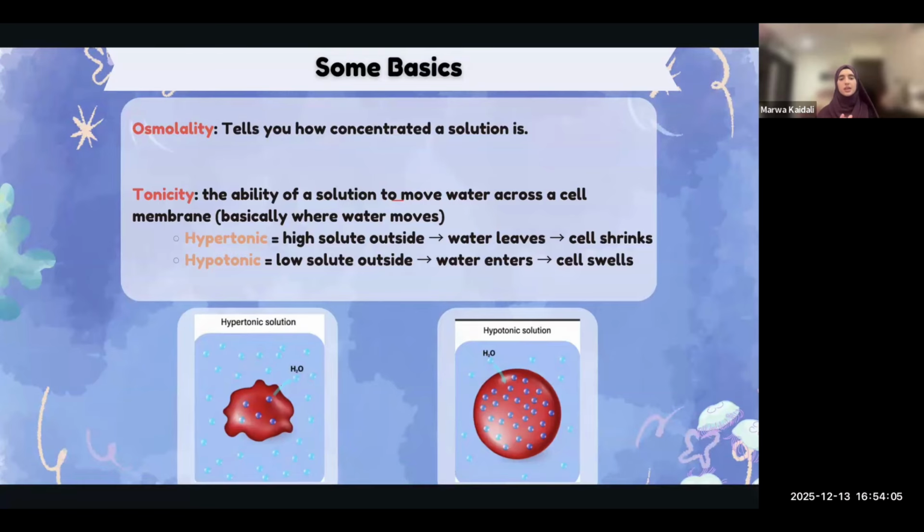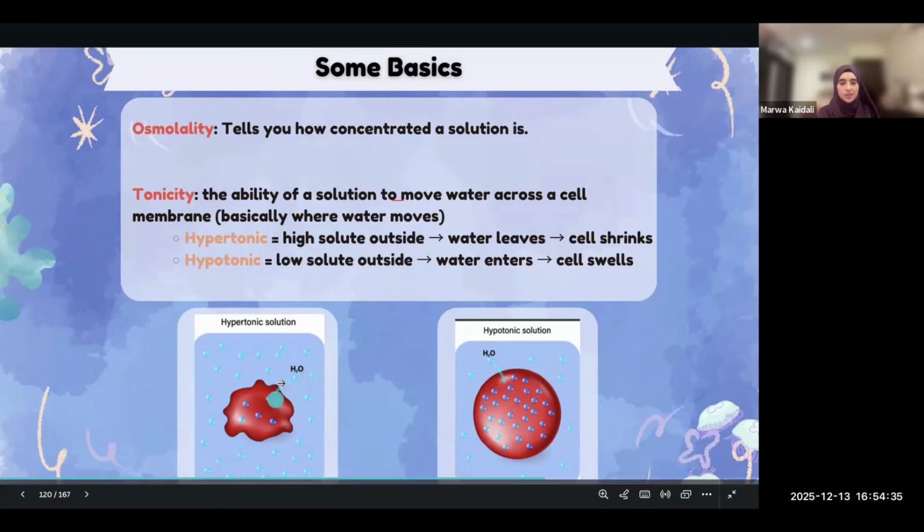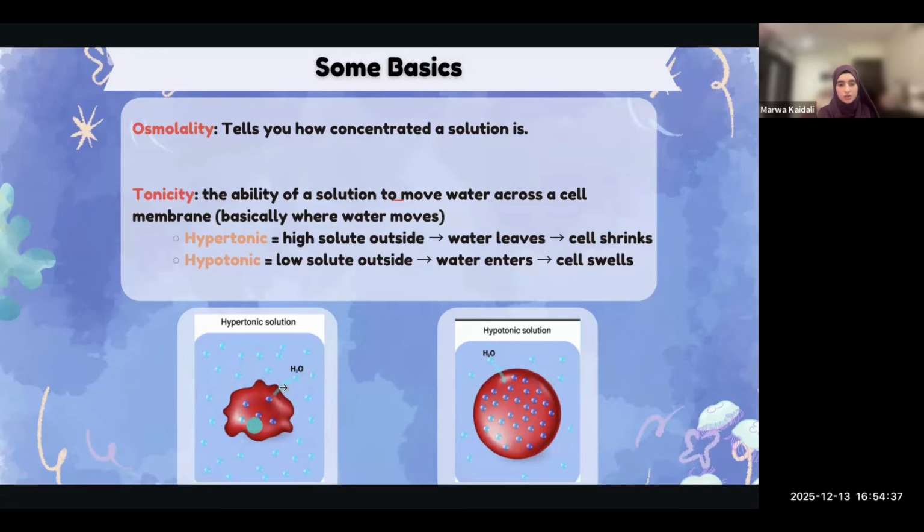Let me give you an example. Let's say you have a solution that has a lot of solutes. This is the extracellular volume, and then you have a cell. Outside of the cell, the extracellular volume has a lot of solutes, and inside of the cell it does not have a lot of solutes. You can think of those solutes as magnets, and they're going to try and pull the water from inside of the cell. This is what happens in a hypertonic solution. We have a lot of solutes outside of the cell, so they pull water from the inside of the cell to the outside. So the cell is going to shrink.